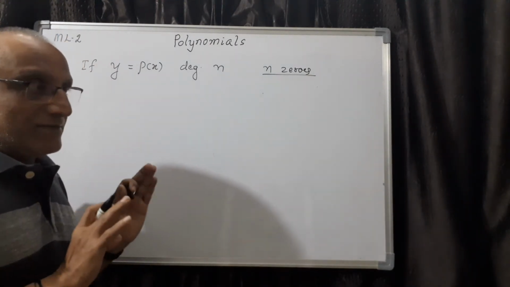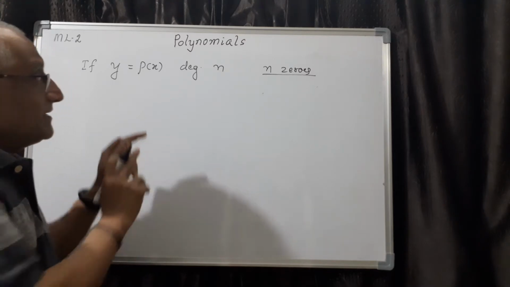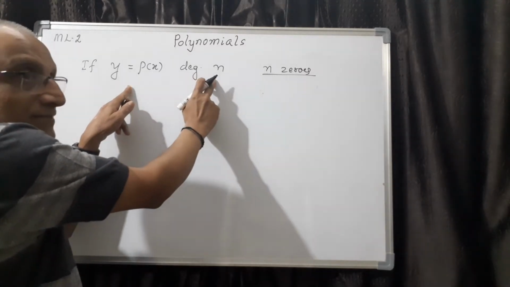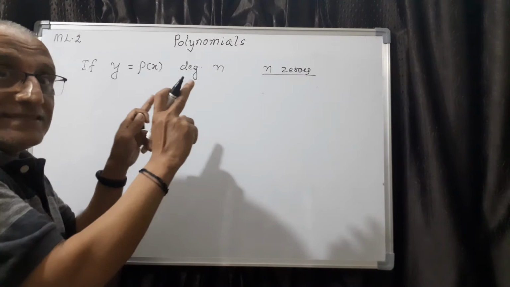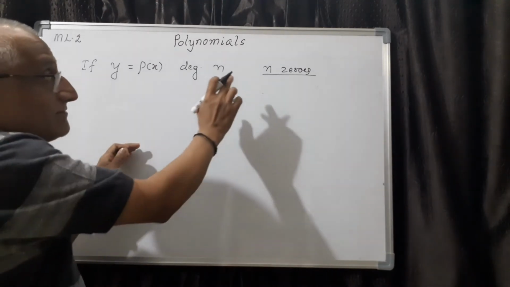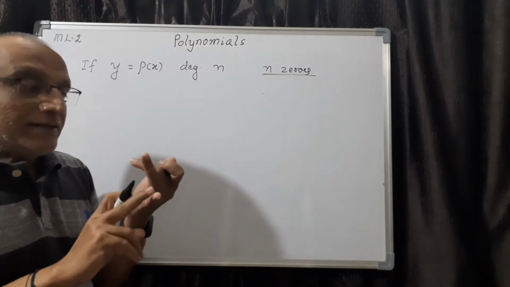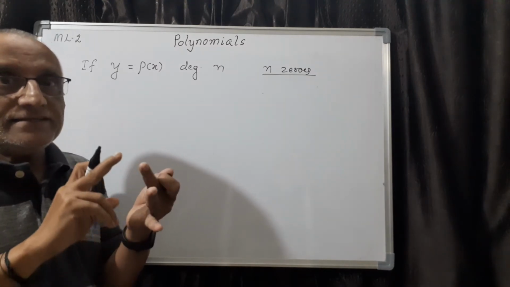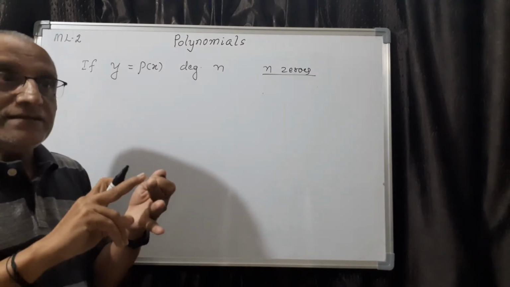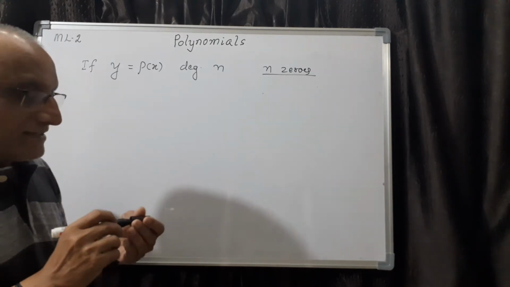But this much you can remember, you can understand. Any polynomial of degree n can have maximum n zeros. It can be less also, but maximum n zeros, not more than n zeros. If it is degree 1, 1 zero, degree 2, 2 zeros, degree 3, maximum 3 zeros, degree 4, 4 zeros, like that. So that is the idea.